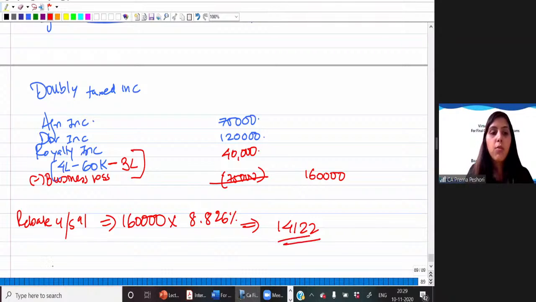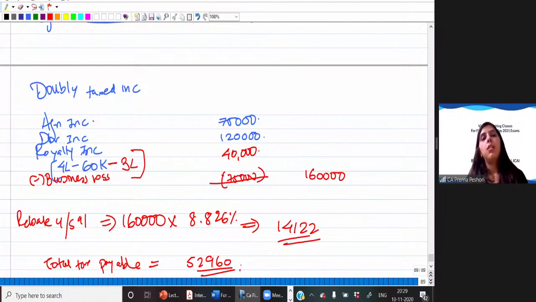Clear? And therefore total tax payable is equal to how much? 67,080 minus 14,122, 52,960. Clear? Any doubts? Did you get this sum properly?